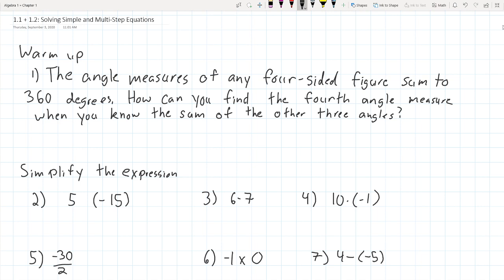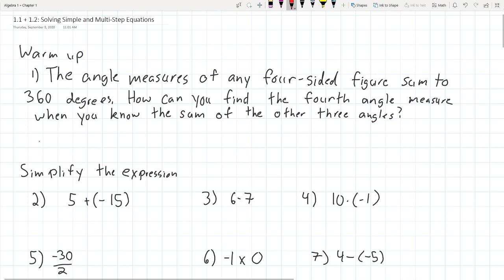Number 2, simplify the expression 5 plus negative 15. Number 3, 6 minus 7. Number 4, 10 times negative 1. Number 5, negative 30 over 2. Number 6, negative 1 times 0. And number 7, 4 minus negative 5. Go ahead and at this moment, if you've not already completed this, pause this and resume once you've completed.